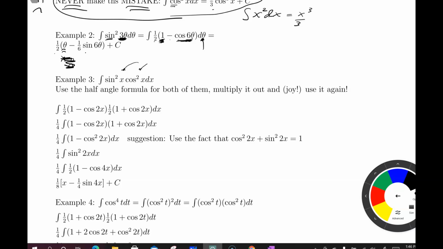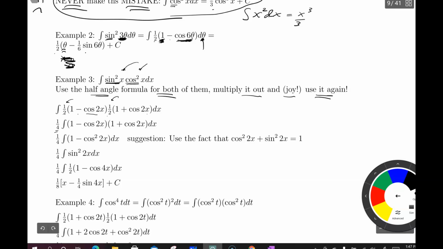Okay, so notice both of these have even powers. So when they're both even powers on sines and cosines, you use the half angle formula for both of them. And then you get to multiply it out. Oh gosh, lots of work. And then, oh no, use it again. Okay, let's just walk through it. So sine squared of x will be 1/2 (1 minus cosine of 2x). Cosine squared of x will be 1/2 (1 plus cosine of 2x). I'm always going to suggest you pull numbers on the outside.